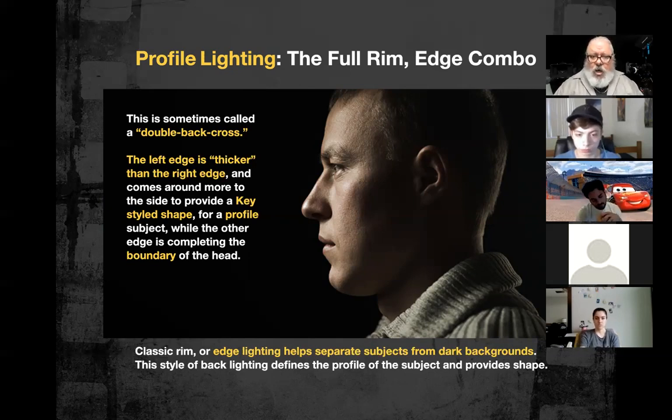The double back cross, the left edge is thicker than the right edge, or vice versa, and comes around more quickly to the side to provide a key styled shape for a profiled subject, while the other edge is completing the boundary of the shape of the head against the background. Okay, so this other edge light is separating the subject from the background. Otherwise, you'd have a dark black shadow on the backside of his head that's starting to blend with a dark black background. Then we don't know where the subject ends and the background begins. So we put in a little edge light in there to help define that for us.